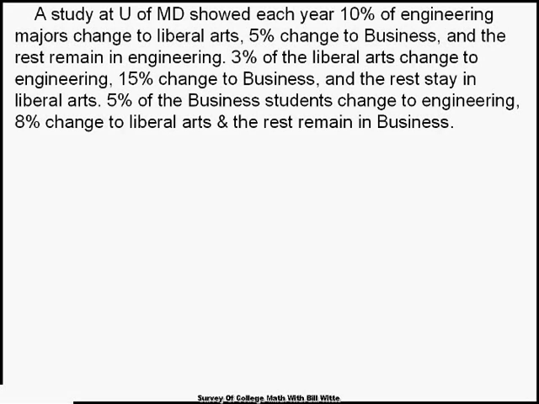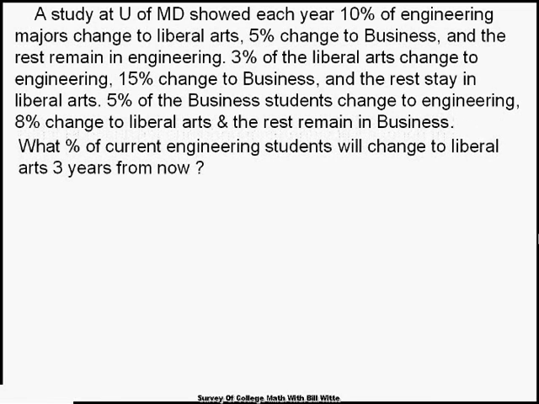5% of the business students changed to engineering. Notice all the changes that are happening here. 8% changed to liberal arts, and the rest remain in business. Okay, that means we'll subtract from 100% when I say the rest. Well, the question is, what percent of the current engineering students will change to liberal arts 3 years from now? You'd like to be able to predict 3 years from now.